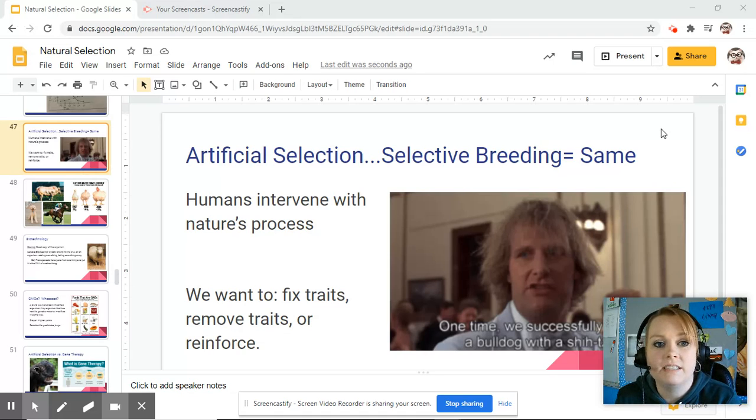An example of that is selective breeding. We select a mom and a dad that we want to breed together. They don't choose each other and fall in love and have babies. Instead, a breeder will say, I want that mom, I want that dad for whatever reason. Maybe the mom has specific traits and the dad has specific traits that they want the offspring to have. So that is selective breeding.